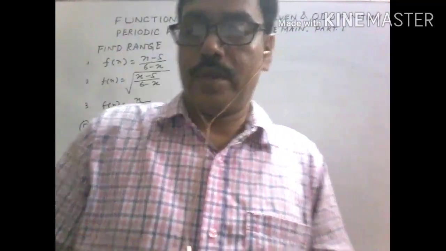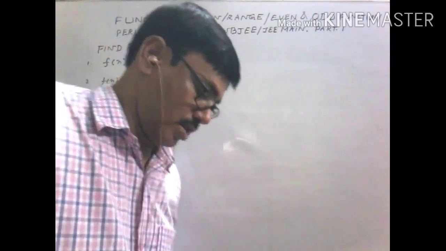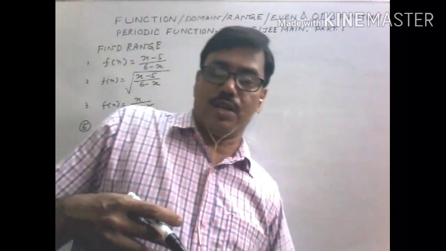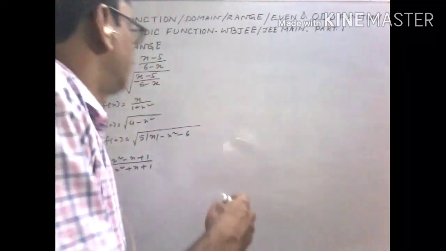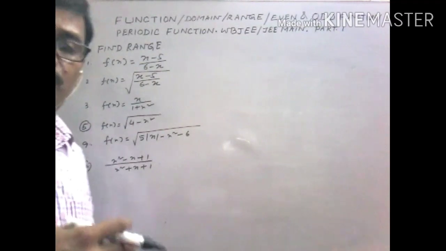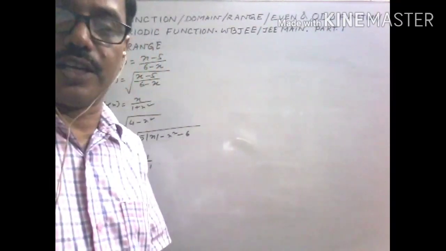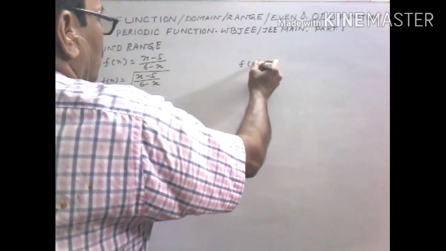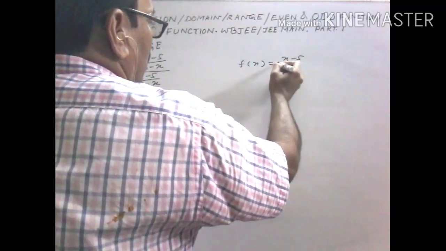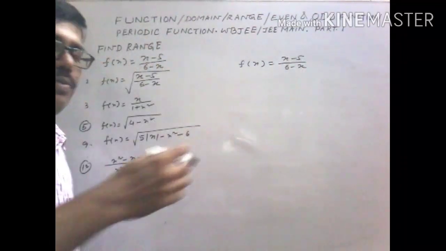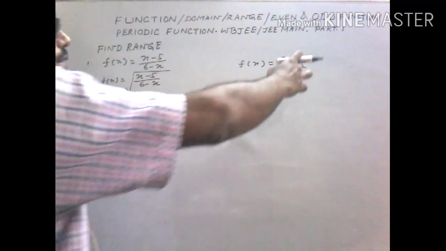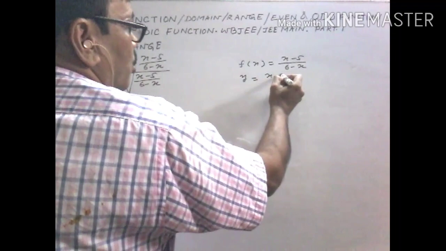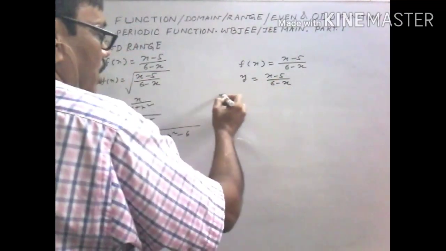Now we will find the range of a function. We consider only simple problems. So range is the values of f(x), that is y. We take the simplest problem: linear form, rational, polynomial of first degree, polynomial of second degree. So this is y equals to (x minus 1) by (6 minus x).